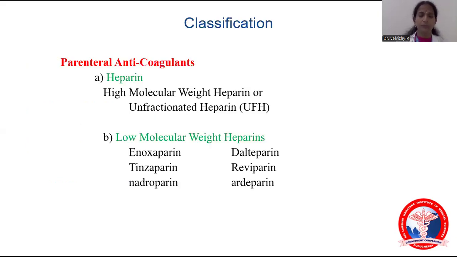We'll move on to the classification. We have parenteral anticoagulants and oral anticoagulants. Among parenteral, the first and foremost one is always heparin, high molecular weight heparin. Then we have low molecular weight heparin. Here we have the examples of enoxaparin, dalteparin, tinzaparin, reviparin, nadroparin, and ardeparin.